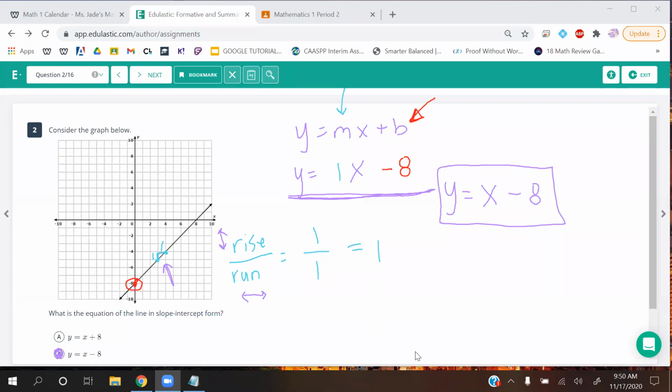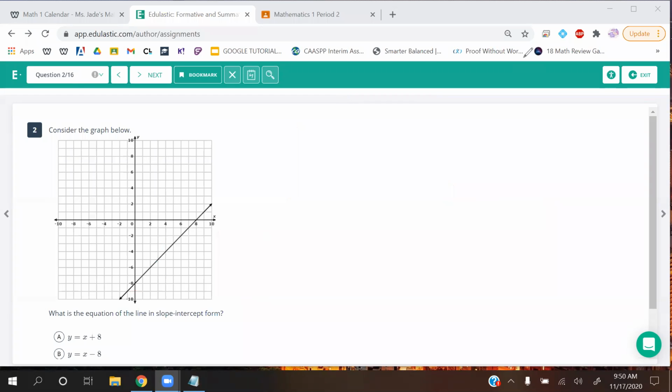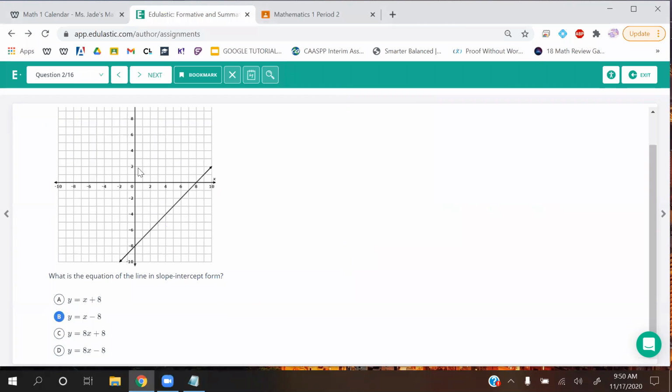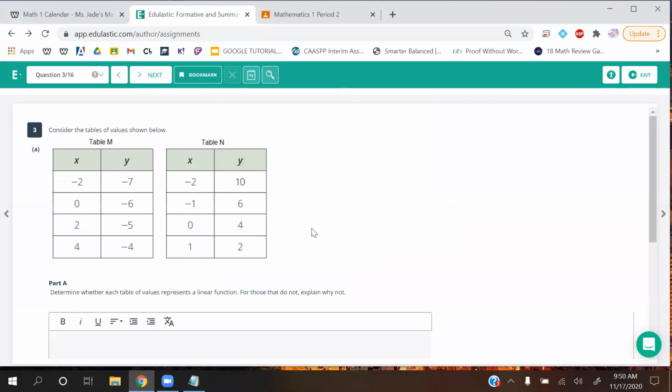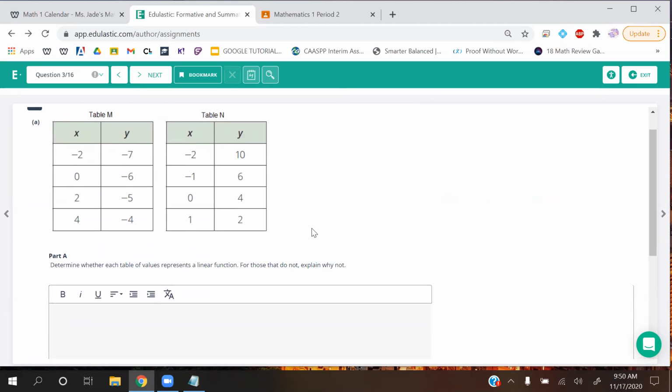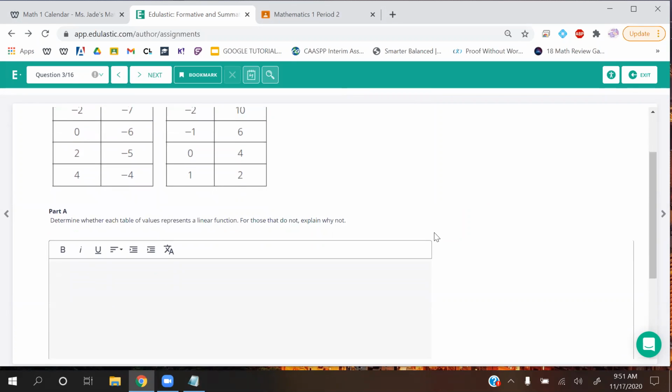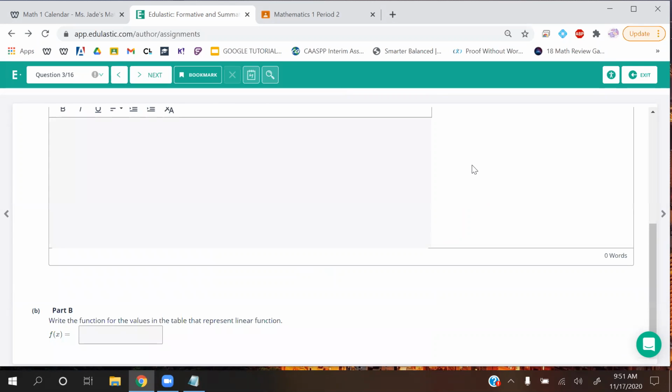Okay, let's go on to the next problem then. Consider the tables of values shown below. We have two tables. Determine whether each table of values represents a linear function. For those that do not, explain why not.